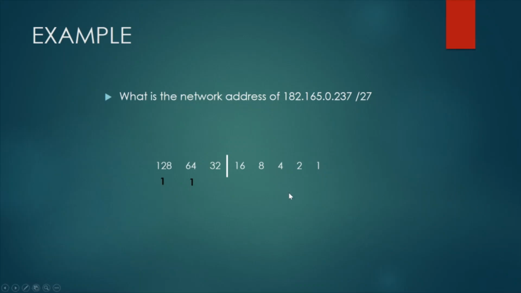Can you subtract 32 from 45 without going negative? Yes, you can. So turn on the bit. And this is where we stop because we met our dividing bar. This is where the subnet bits stop and where the host bits begin.